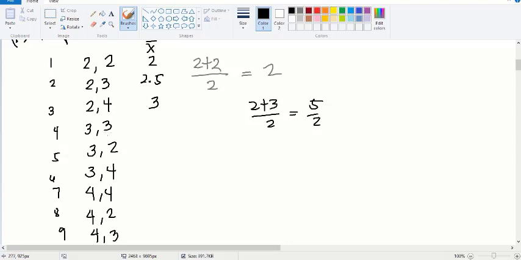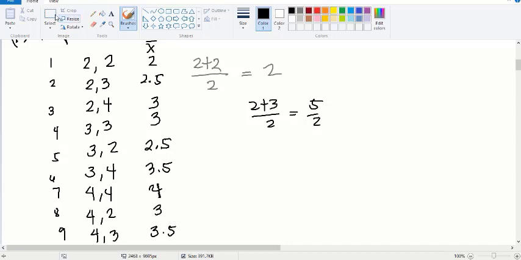3 plus 3 equals 6 over 2, 3. 3 plus 2, 5, divided by 2. 3 plus 4, 7, divided by 2. 4 plus 4, 8, divided by 2. 4 plus 2, 6, 6 divided by 2. 4 plus 3, 7 divided by 2, 3.5.